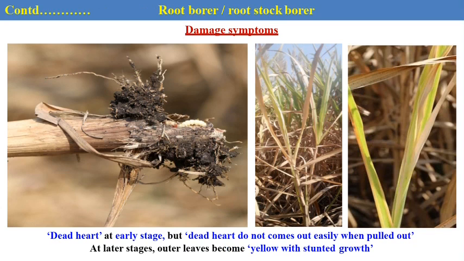After hatching from the eggs, the caterpillar attacks the roots, and what happens? The major symptom is that it produces dead hearts. But the difference between the dead hearts produced by the root borer and those produced by the early shoot borer is that the dead hearts produced by the root borer do not pull out easily, as in early shoot borer infestation, where the dead hearts pull out easily. At a later stage, the outer leaves become yellow with stunted growth.